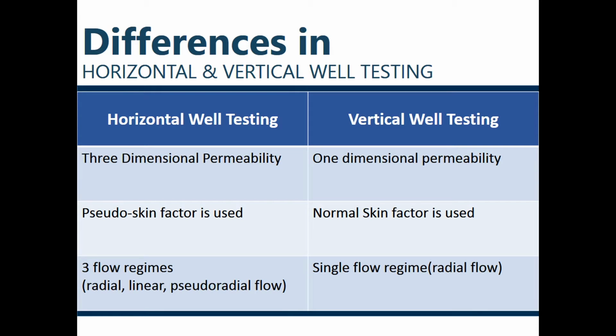Secondly, pseudo skin factor is used for horizontal well and normal skin factor is used for vertical well. The reason why pseudo skin factor is used in horizontal well is due to the partial penetration in the y direction. Last but not least, horizontal well has three flow regimes, namely radial, linear, and also pseudo-radial flow. While for vertical well, we have only a single flow regime, which is radial flow.